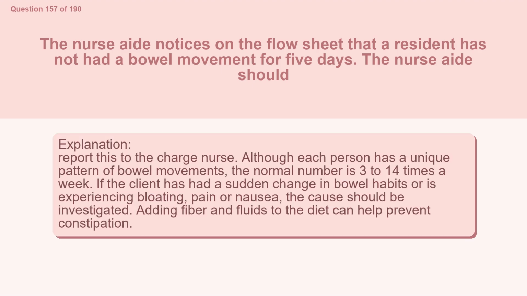Report this to the charge nurse. Although each person has a unique pattern of bowel movements, the normal number is 3 to 14 times a week. If the client has had a sudden change in bowel habits or is experiencing bloating, pain, or nausea, the cause should be investigated. Adding fiber and fluids to the diet can help prevent constipation.